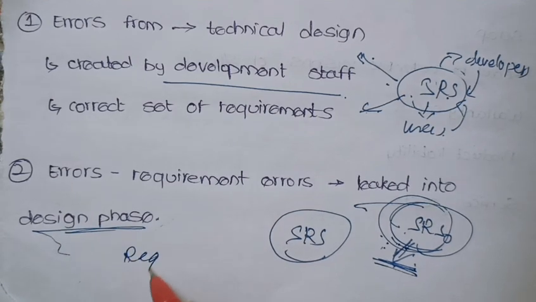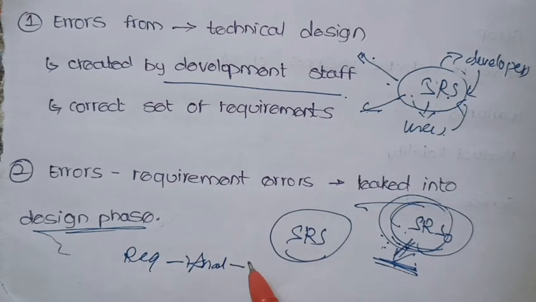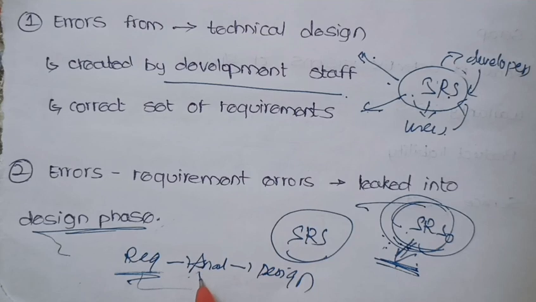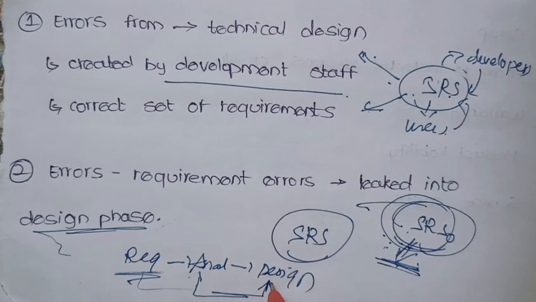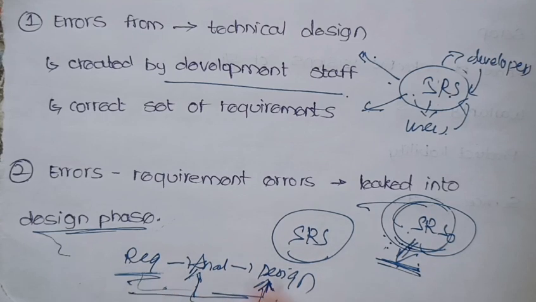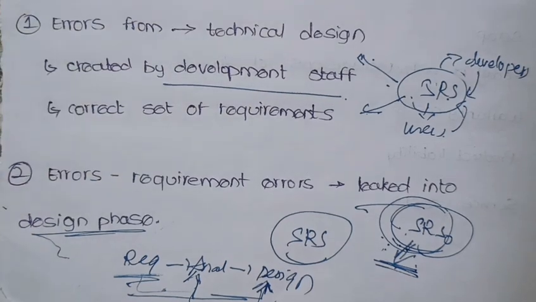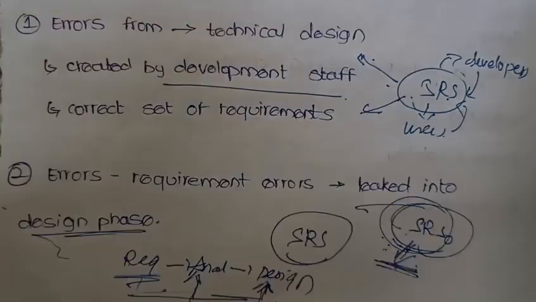So after requirements comes analysis, and then comes design. The errors caused by incorrect requirements in the requirement phase have not been identified, and this leaks first into the analysis phase, and later into the design phase. So the design has these errors. This is the second type of errors. Did you understand? The first type of errors have been created from a correct set of requirements, but somehow those errors have been raised, and the second type of errors come from an incorrect set of requirements, which has leaked into the design phase.